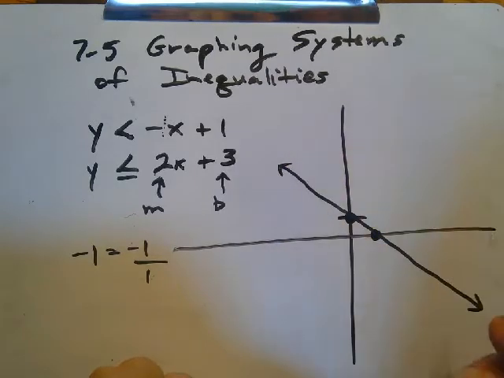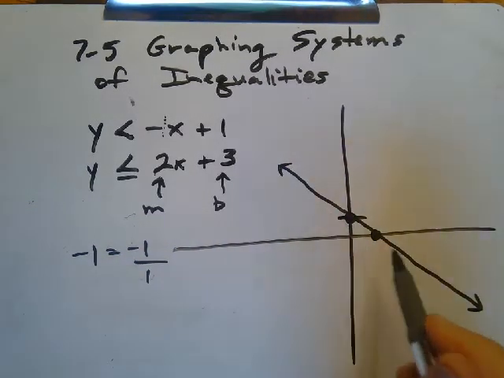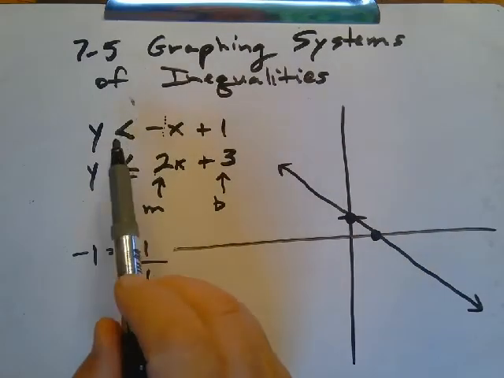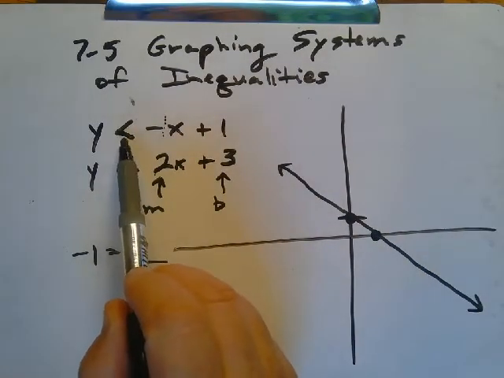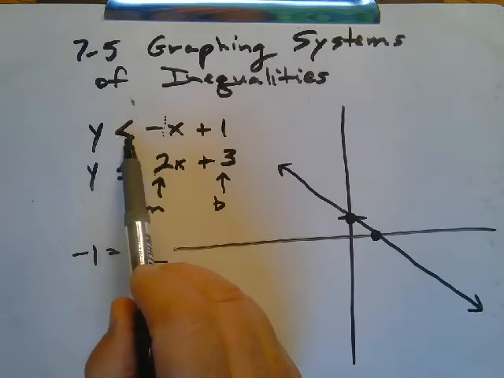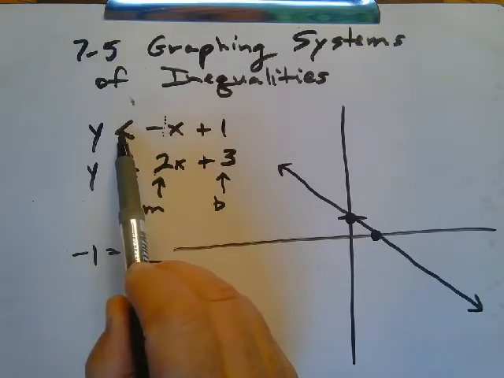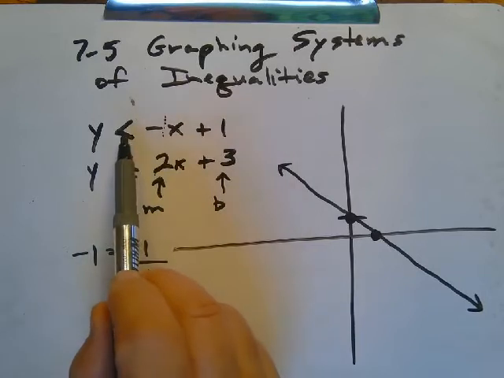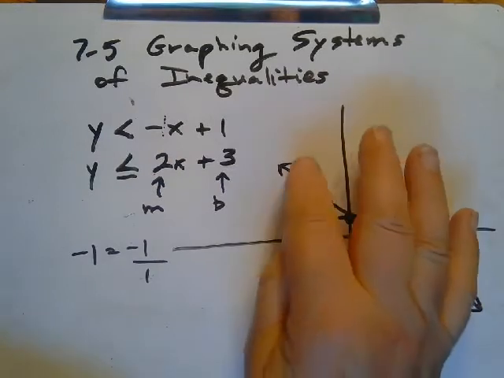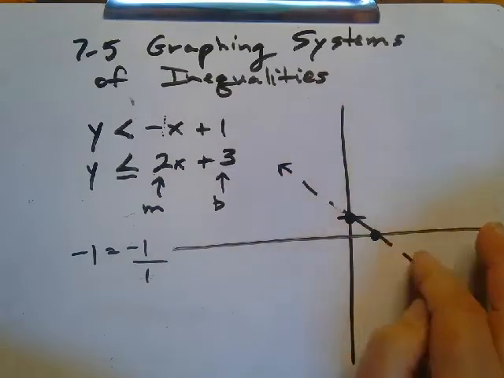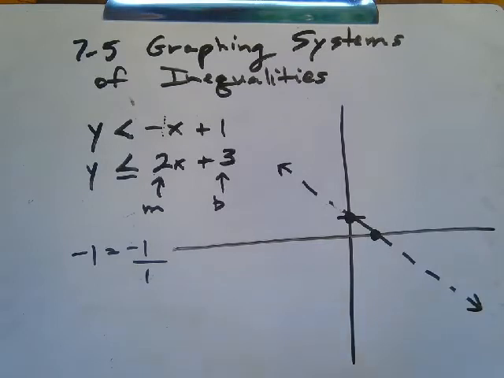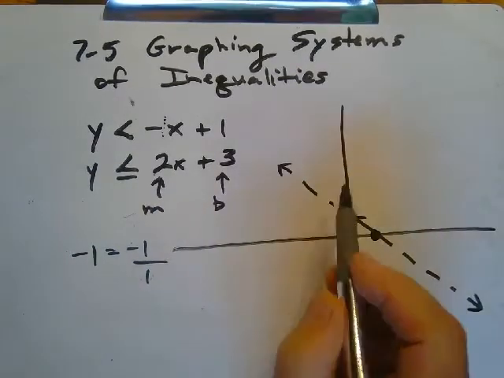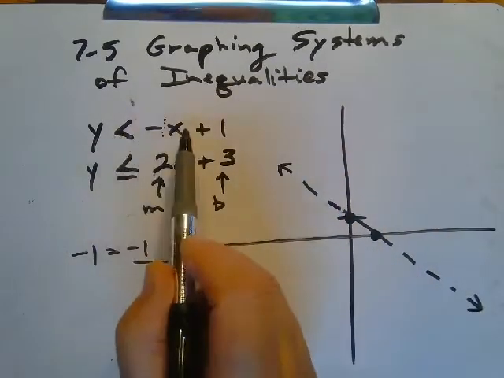Now before we move on, we're going to make a couple of indicators. First of all, there's no equal sign on this problem, so we don't want to include the line. We want everything next to the line but not including it. This other one has an equal sign, so we're going to include the line. How do we indicate when we don't want to include the line? We make a dashed line. So I'm going to erase a little bit of this to make this line dashed. The dashed line is telling me don't include me.